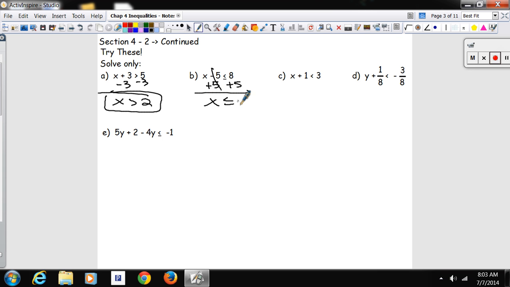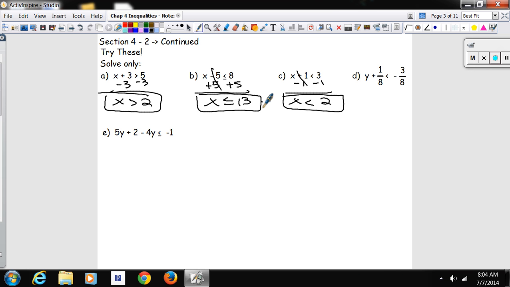So x is less than or equal to 13. All numbers that are less than or equal to 13 would be a right answer. Anything greater than 13 is a wrong answer. So that was B. C, you're just going to subtract 1 on both sides. So x is less than 2. Like we just had one close to that in the letter A.